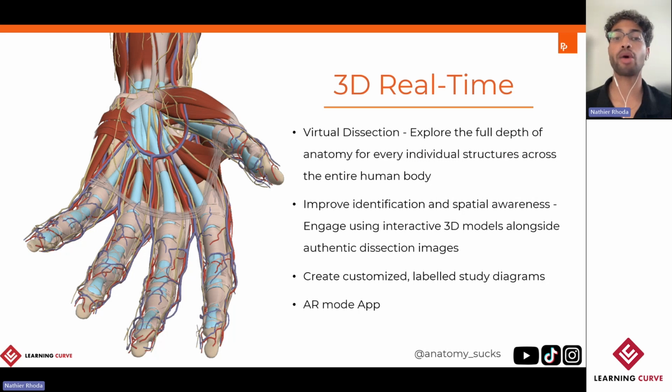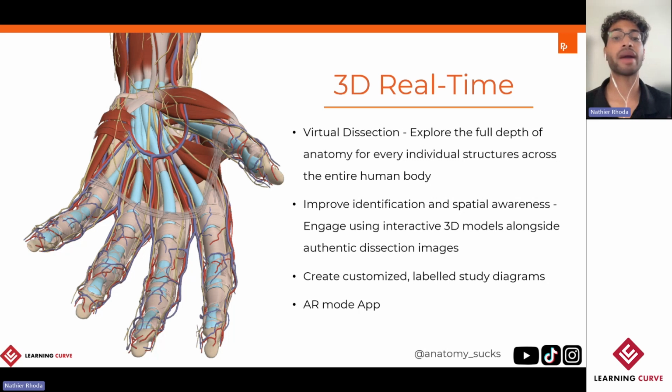Next, we have 3D real-time. And this is a highly powerful tool which allows you to perform a virtual dissection. This is where you can explore the full depth of the human body for every single individual structure that you can visualize. It's also where you can improve your identification and spatial awareness across every single region and create your very own customized labeled study notes or diagrams using the built-in tool. Additionally, you can also apply those all-important dissection colors to create a more realistic interpretation and challenge yourself as you identify different pieces of anatomy.